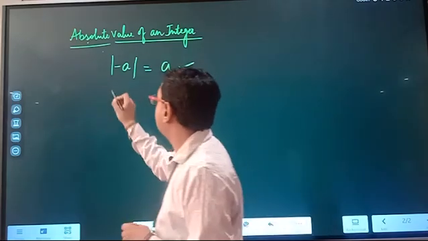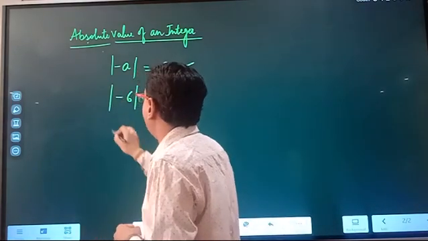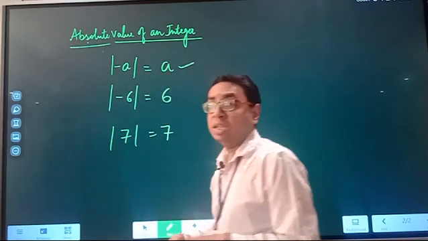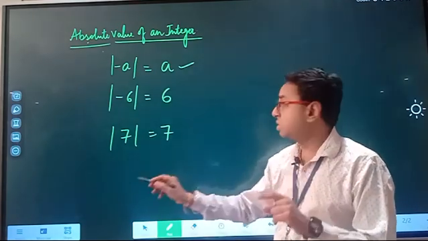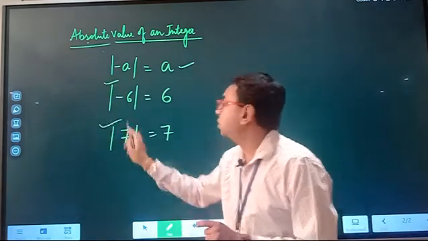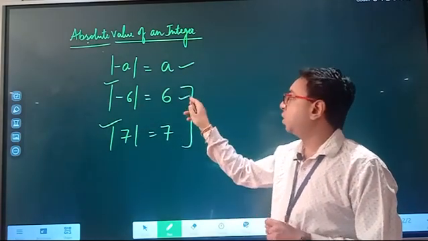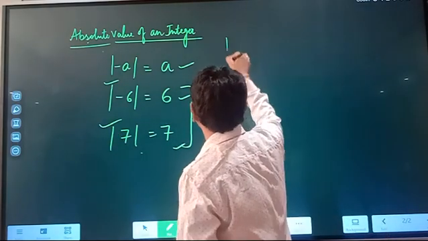So are we clear? What is the absolute value of minus 6? The answer is 6. What is the absolute value of 7? The answer is 7 only. Now don't think that if positive is there, we have to convert. We are not talking about additive inverse. We are talking about absolute value. So in the case of absolute value, do remember only negatives will be changed to positive. Positive will remain positive. And this is how we represent absolute value.